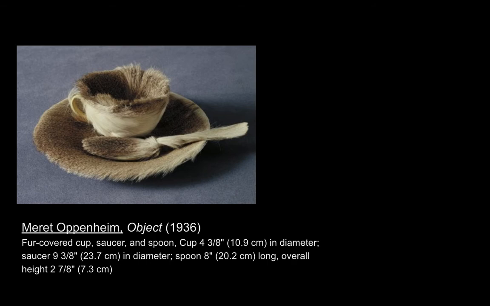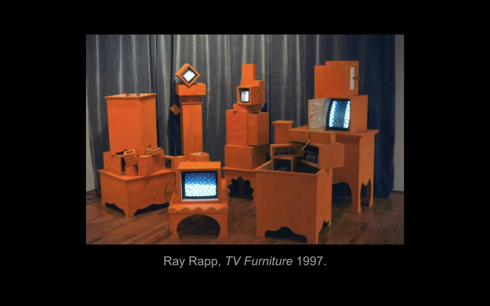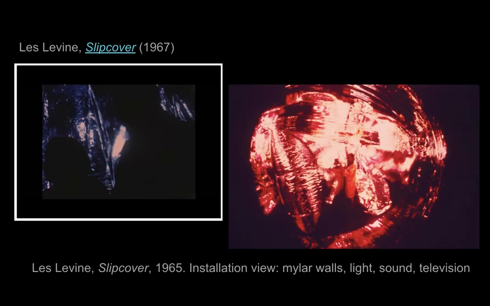Soon after, Oppenheim had created Object, one of the most infamous surrealist objects, notable for its ability to take on a mundane object, one known for its feminine refinement, and transform it into a strange sculpture that defied reason. In a similar twist of functionality, Ray Rapp made TV furniture in 1997. The so-called furniture served no function in this installation by this American contemporary artist.